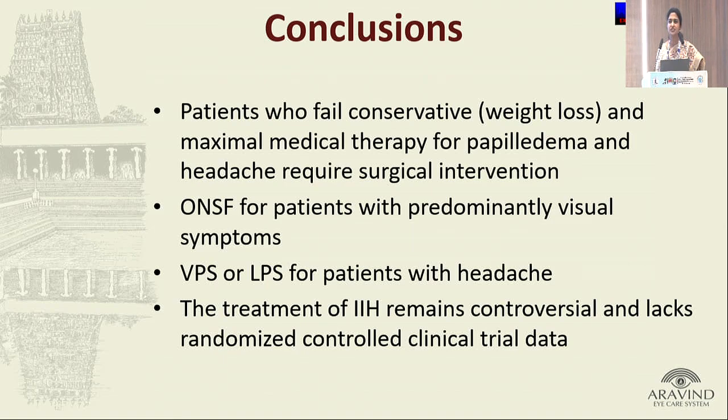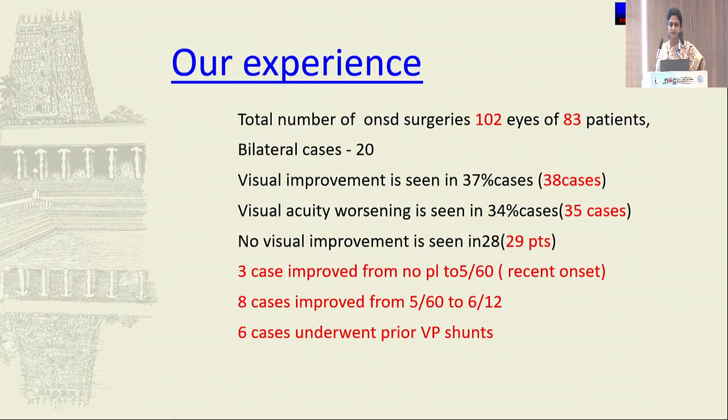And this message has to be given across to the neurologist, because it's often very late that they refer these patients to us. So in our experience, we took about 102 eyes of 83 patients. 20 patients had bilateral papilledema, and visual improvement was seen in 37% of cases, that is 38 cases. Worsening was seen in 34%, that is 35 cases, and no visual improvement is seen in 28 eyes, which is 28%, which is 29 patients.